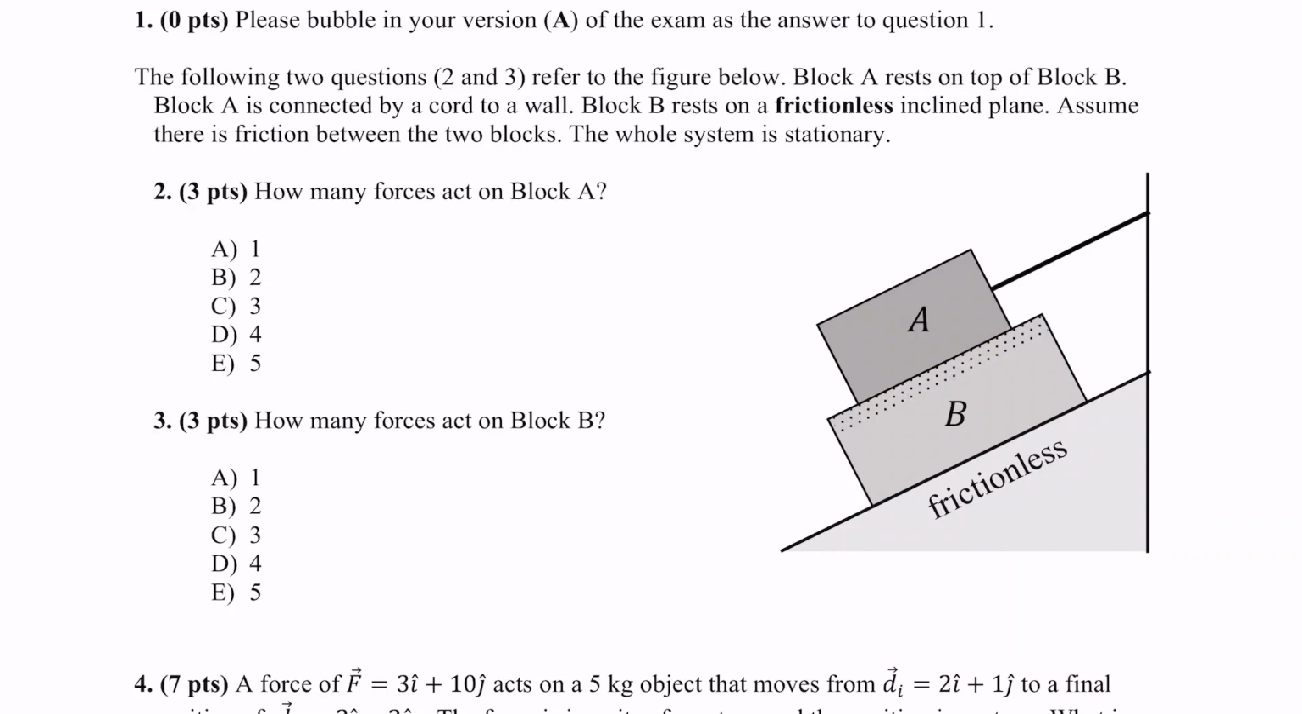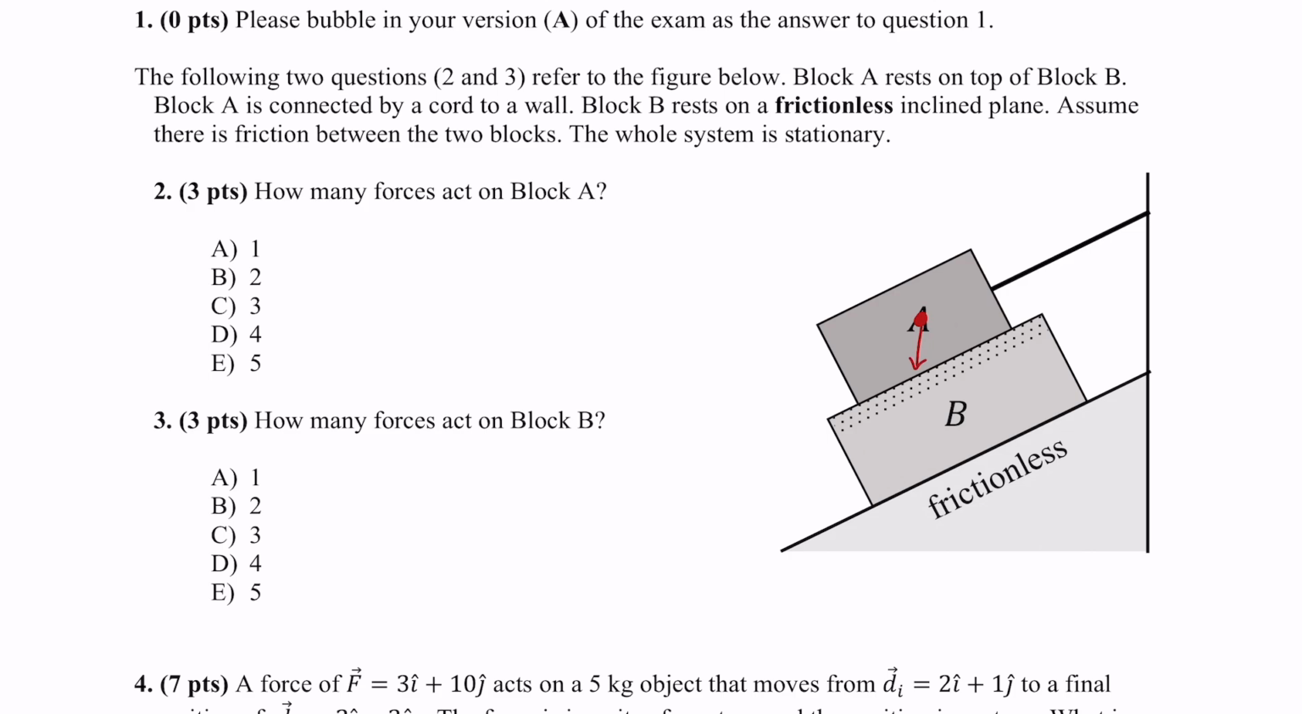In the first two problems, we have two blocks that are on top of each other. One is attached to a rope and the other is on an incline. And we're asked how many forces act on block A and on block B. To solve this, we'll need to draw free body diagrams.